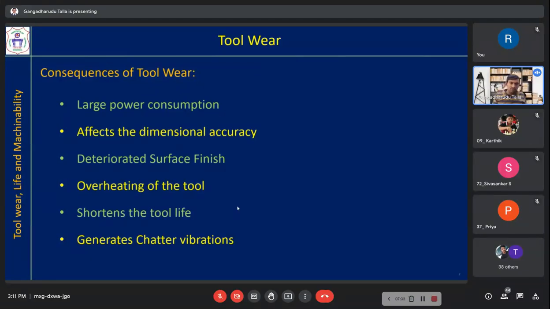So initially the tool has some size. Now due to gradual wear, there will be some minor changes in the dimensions of the cutting tool. Initially the tool is something like this. Now it has worn out. Its length has changed, maybe by some very minute dimension, let us say 0.5 mm. But still there is a change.